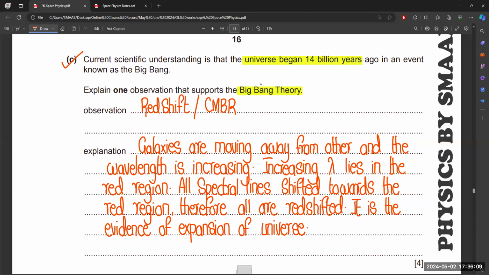Expansion of the universe. So this is the idea. Or you can also explain from the second reference, like CMBR, that initially astronomers found a signal that lies in the microwave region. So that's why the second part is that CMBR is also evidence for the Big Bang theory.